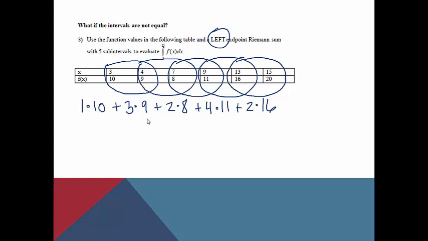So from here now, it's just going to be a bunch of calculating. 1 times 10 is 10. 3 times 9 is 27, 2 times 8 is 16, 4 times 11 is 44, 2 times 16 is 32. So now if we just add those together, I'll get 10 plus 27 plus 16 plus 44 plus 32. We will get an answer of 129, and so hopefully you got that answer as well.